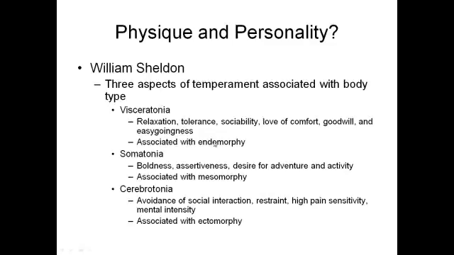Viscerotonia, associated with endomorphy, means relaxation, tolerance, sociability, love and comfort, goodwill, easygoing. Somatotonia, associated with mesomorphs, means boldness, assertiveness, desire for adventure and activity. And finally, cerebrotonia, associated with the ectomorphs, means avoidance of social interactions, restraint, high pain sensitivity, and mental intensity.